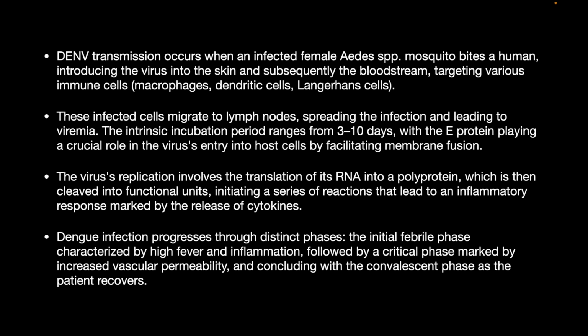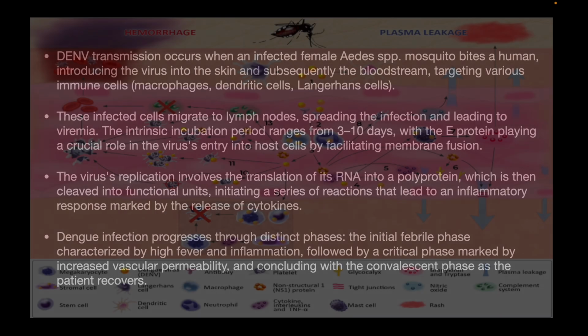The dengue infection progresses through distinct phases: an initial febrile phase characterized by high fever and inflammation, followed by a critical phase marked by increased intravascular permeability, concluding with a convalescent phase as the patient recovers.